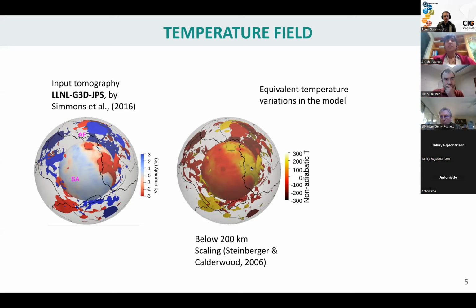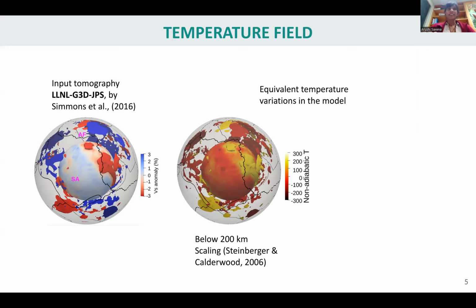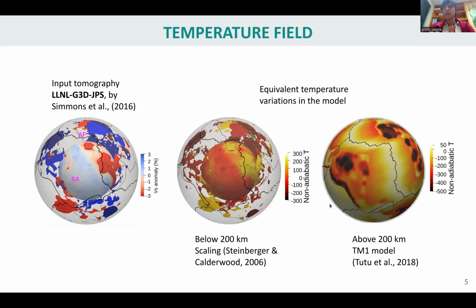And we use a depth-dependent scaling factor from Steinberger and Calderwood in 2006. We only do that below a certain depth, specifically 200 kilometers, because tomography near the surface is very diffuse, so it does not really represent the lithospheric structure well. So near the surface, we use another temperature model, the TM1 model. This model includes the cooling of oceanic lithosphere and different ages of continental regions. So using these temperatures, we compute the buoyancy in our model using depth-dependent thermal expansivity. And that determines the buoyancy field or the driving forces.